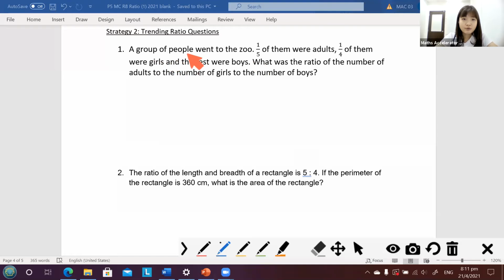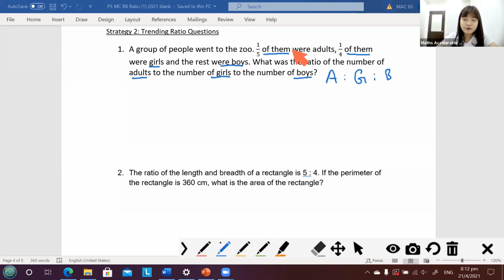A group of people went to the zoo. 1/5 of them, if you see fractions, don't be scared because fractions can change to ratio, and ratio can change to fractions. 1/5 of them were adults, and 1/4 of them were girls. The rest were boys. What's the ratio of the number of adults to girls to boys? If they want adults to girls to boys, you have to put A is to G is to B.